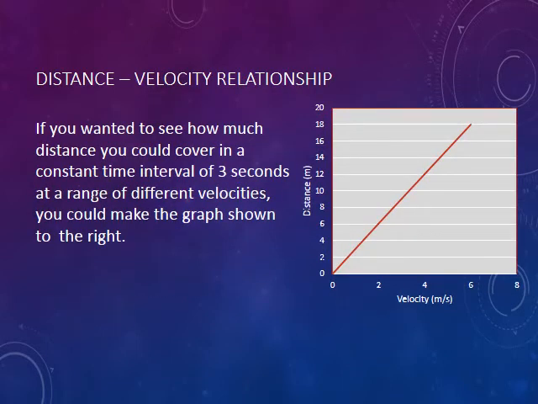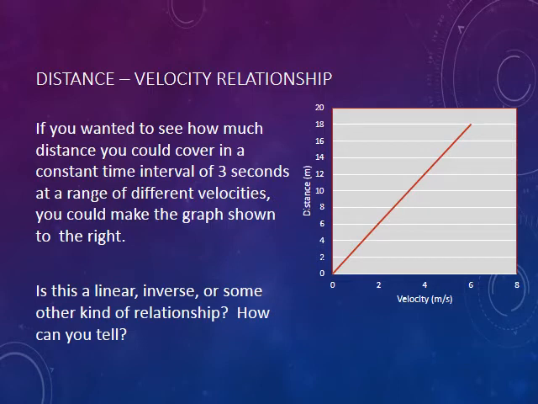Next, we're going to look at the relationship between distance and velocity. So let's say you want to see how much distance you can cover in a constant time interval of 3 seconds at a range of different velocities. We've created the graph on the right for you to show this relationship for our fictional data set. Remember that velocity means how fast you're moving in a particular direction. So is the relationship between distance and velocity a linear one, an inverse one, or some other kind of relationship? And how can you tell?